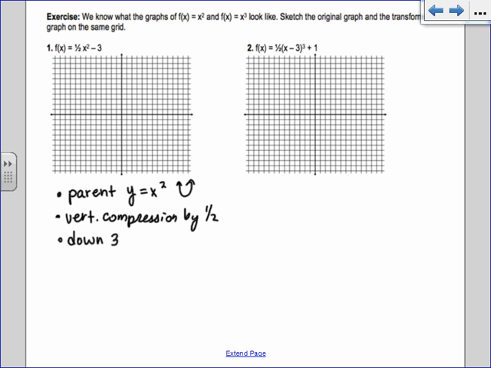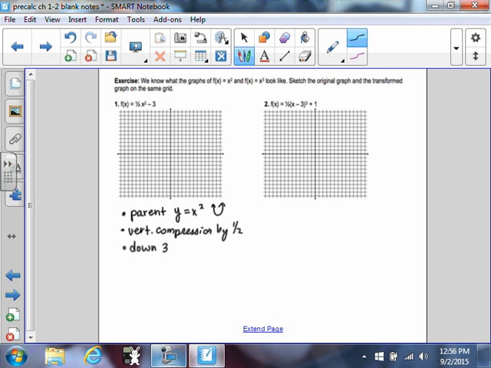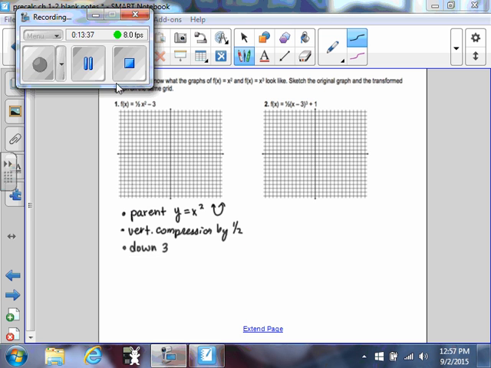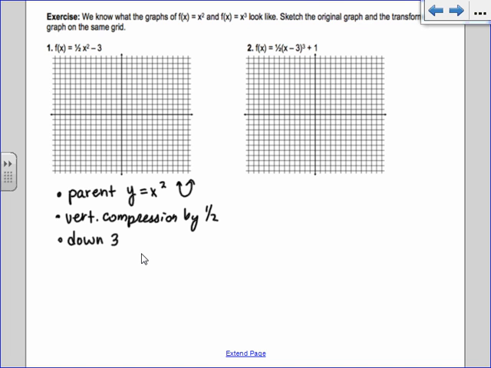It says sketch the original graph and transform the same graph on the same grid. So you guys might want to use some color pencils or something for this. I can get some color pencils out if you want, or just different colors of pens. You can use different colors for the different steps along the way. So let's say I use a black marker for the first one.